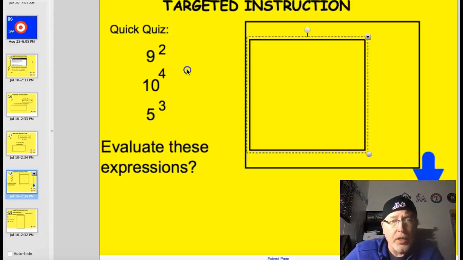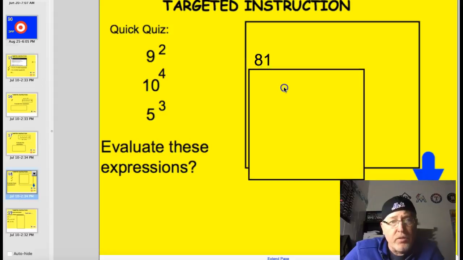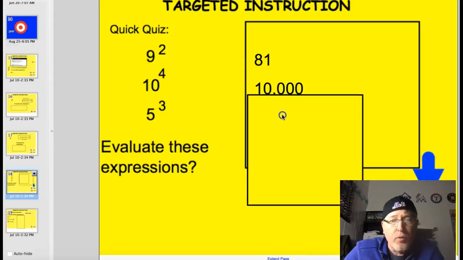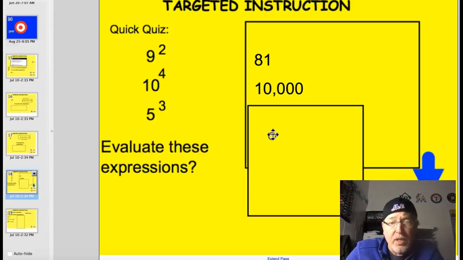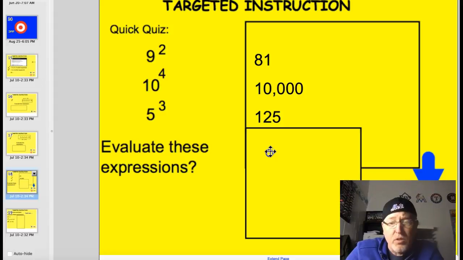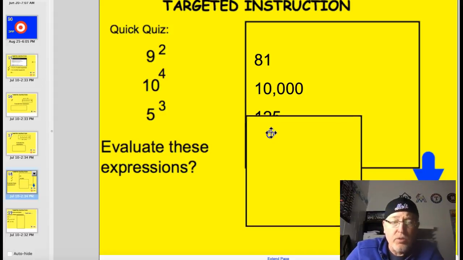All right, let's see how you did. Well, 9 squared is 81. It's just 9 times 9. 10 to the 4th is 10 times 10 times 10 times 10. You'll notice that the exponent told you how many zeros there would be in that, 10,000. Okay, and 5 to the 3rd, 5 times 5 times 5. Well, 5 times 5 is 25. 25 times 5, again, is 125. So maybe you didn't even need to use a calculator to do those two.